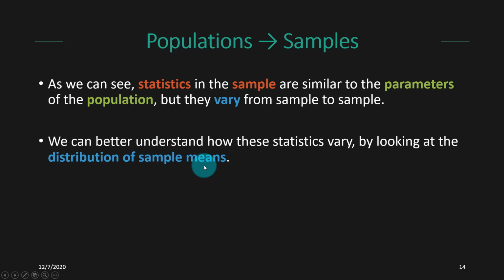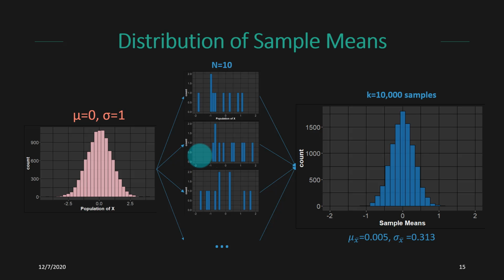You could also do this with the distribution of sample medians or the distribution of sample variances, but we're going to look at the distribution of sample means for now, because that's going to be really important for the hypothesis tests that we want to run or the estimation of confidence intervals that we might want to do later. So let's think about the distribution of sample means now.